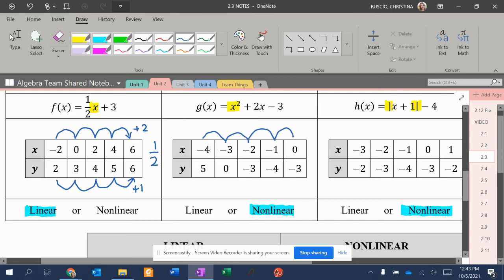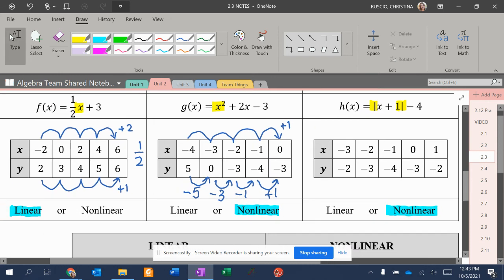Some might get really excited, like I'm so excited right now, -4 to -3, that's adding 1 every single time. But then my hopes and dreams are smashed when I see that I go down by 5, then I go down by 3, then I go down by 1, then I go up by 1. This is definitely not linear. It doesn't have a constant rate of change. No slope can be found.